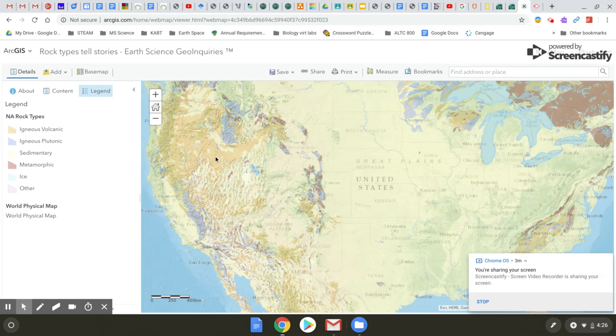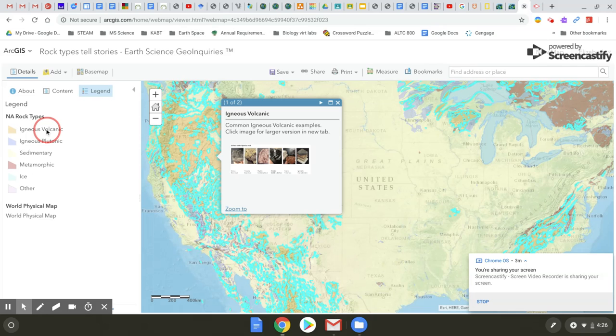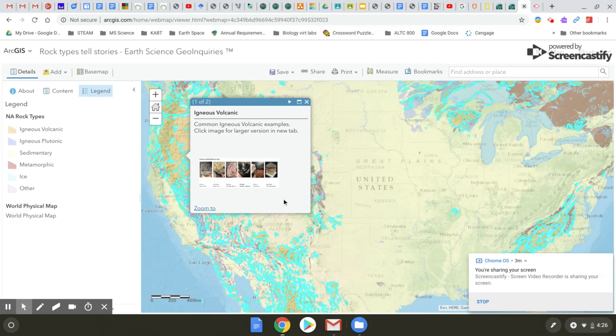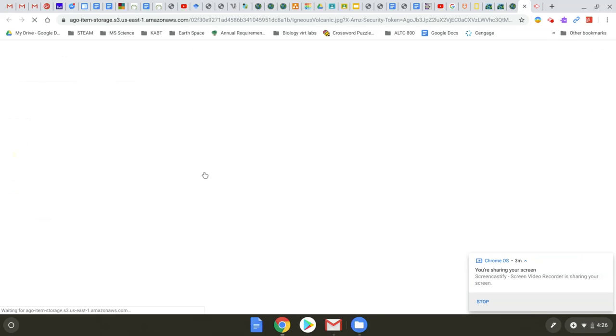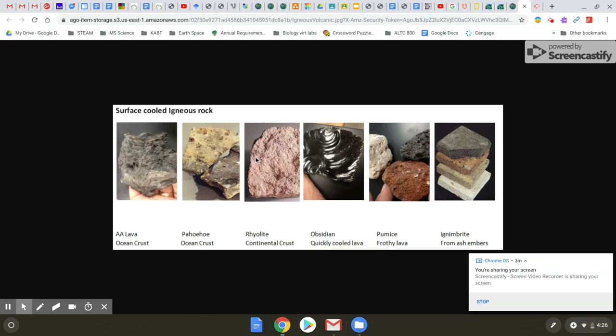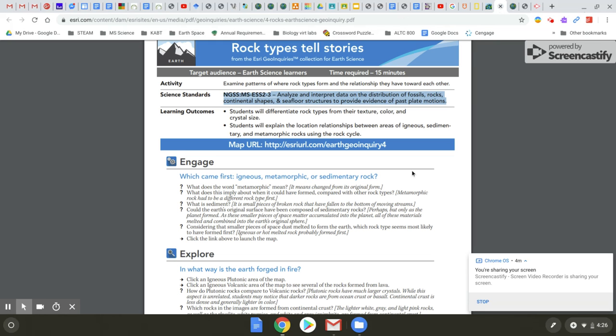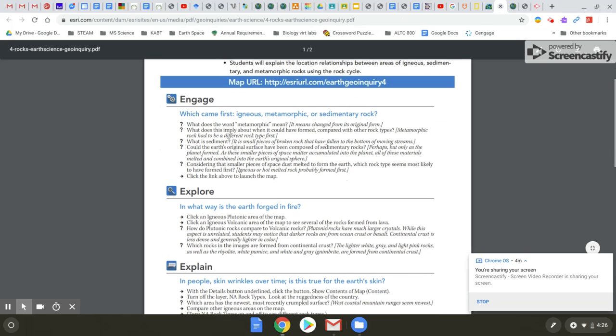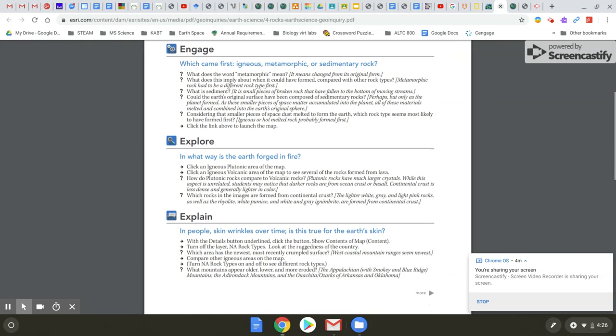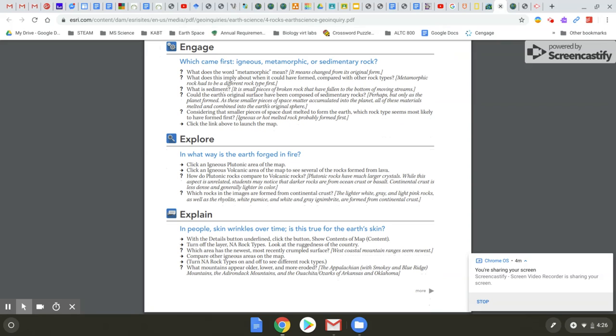I'm going to click on this igneous volcanic rock. Oh, there we go. Common igneous volcanic examples. Click image for a larger version in a new tab. So I'm going to click on one of those examples, and it gives us some nice, clear pictures of what's involved here. So if I scroll back over to our lesson plan, it gives us some questions to ask about this.